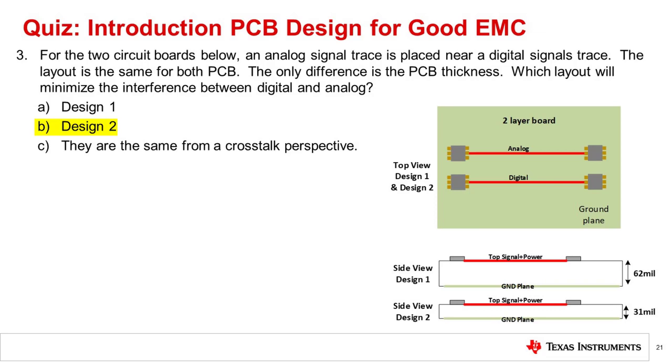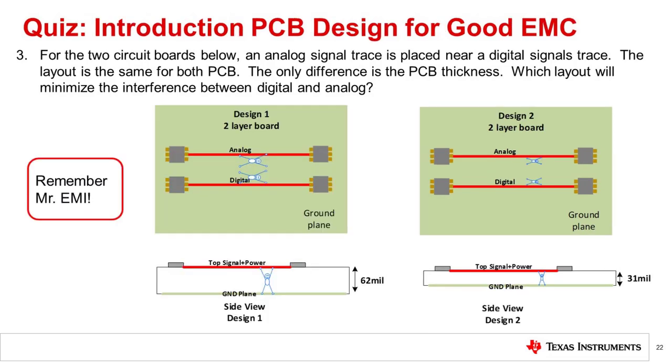Let's take a look at the Mr. EMI analogy on the next slide. Here you can see that Mr. EMI has more room to spread out for the thicker dielectric. Thus, the fields for design 1 overlap, but on design 2 the fields are much smaller and are separate from each other. This means that the crosstalk is lower for design 2 than design 1.